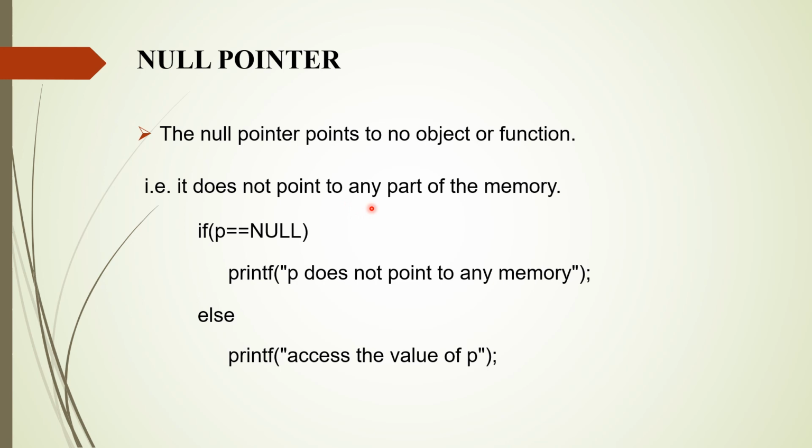The null pointer points to no object or function. It does not point to any part of the memory. Such pointer variables are called null pointers. If p is equal to NULL, p is not pointing to any memory location. Otherwise, it is pointing to some memory location.